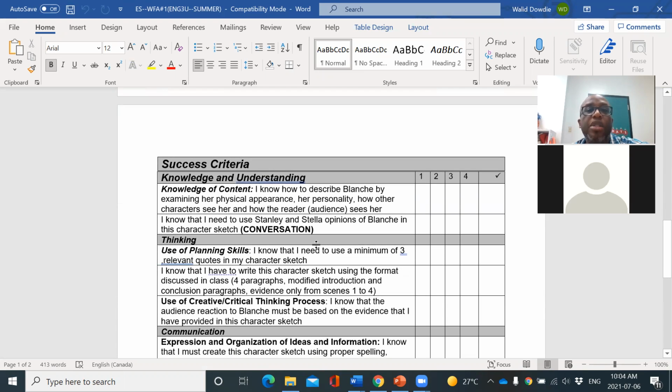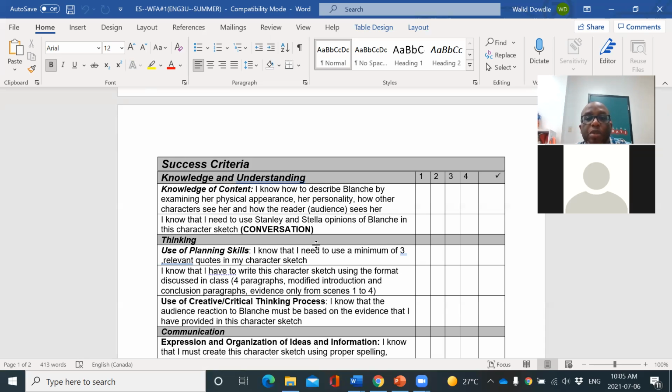Yes. Okay. All right, so knowledge of content: I know how to describe Blanche by examining her physical appearance, her personality traits, how other characters see her, and how the reader, the audience, sees her. Okay. I know that I need to use Stella and Stanley's opinions of Blanche in the character sketch as part of the conversation. It simply means that when we're going over your outlines and rough drafts, we'll have conversations and I'll mark that. I'll say, hey, what do Stanley and Stella think of Blanche? And you'll say, well, they think this, they think that, and I'll give you a mark based on that. Okay.